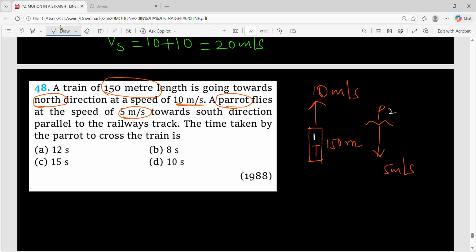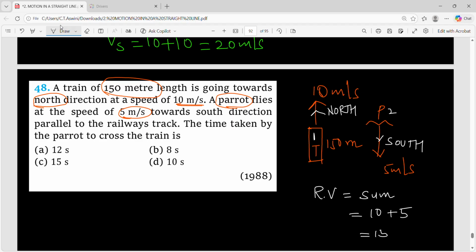So there are two objects under motion here. The first object is the train, the second object is the parrot. And if you see their directions, both are in opposite directions. One is going towards north, the other is going towards south. So what will be the relative velocity now? For opposite directions, you just have to sum their speeds, right? So 10 plus 5, how much will it be? It will be 15 meters per second.